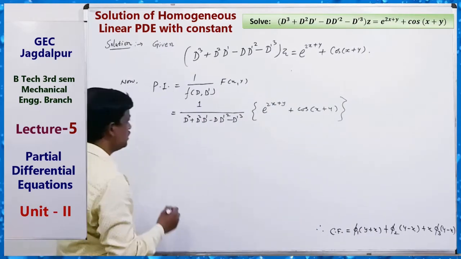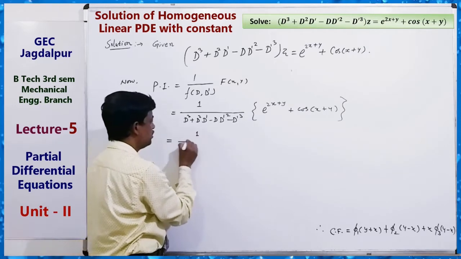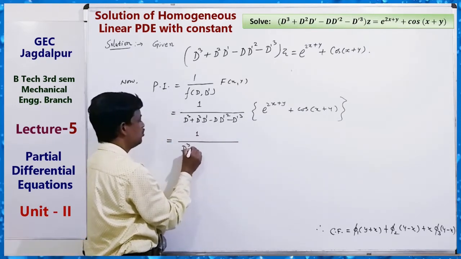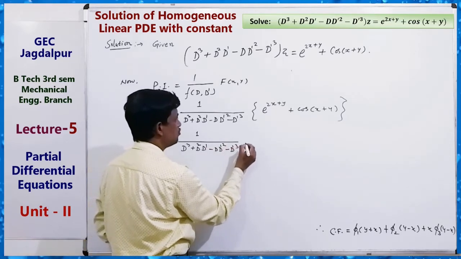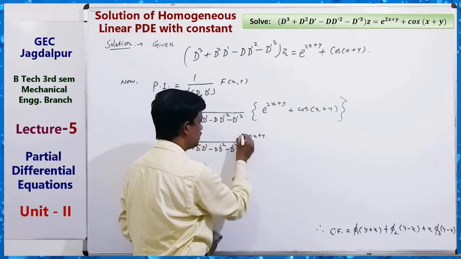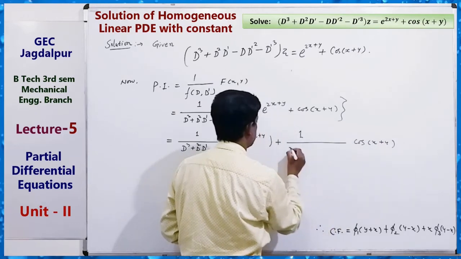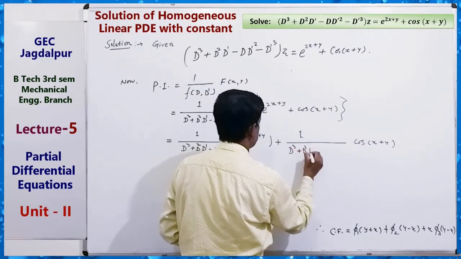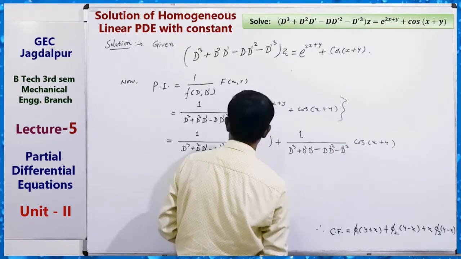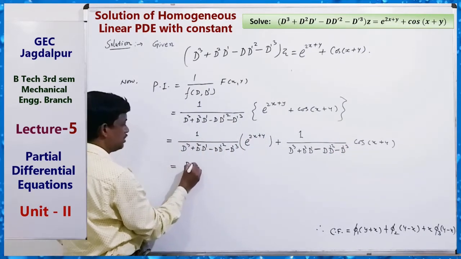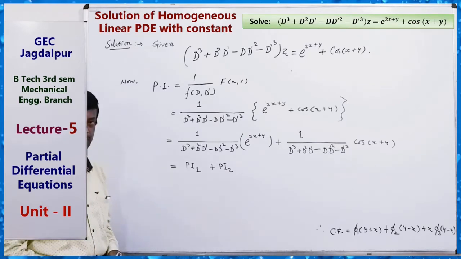Now for finding the value of this, we divide it, separate it. First is 1 upon (D³ + D²D′ − DD′² − D′³) e^(2x+y). This is the first part, and plus also 1 upon this second part, cos(x+y). So this is particular integral first plus particular integral second. Now we are trying to find them one by one. Clear?